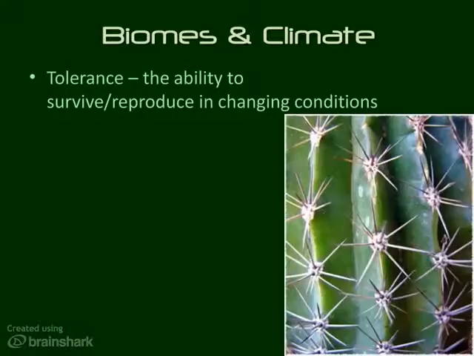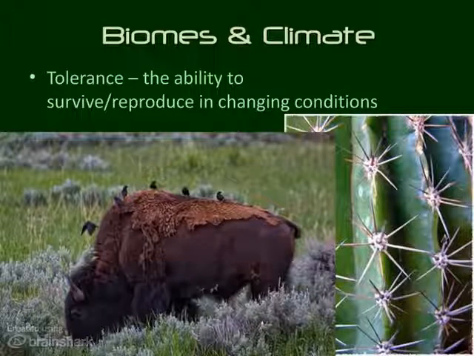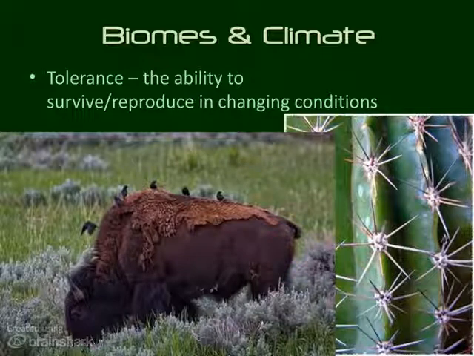An example of tolerance in plants is the thick skin and spines of a cactus. Think about how these adaptations help it to survive and reproduce. In mammals, many animals molt, as you see here with this bison. How does that adaptation help them tolerate changing conditions? And what can you tell me about the relationship between the birds and the bison here?